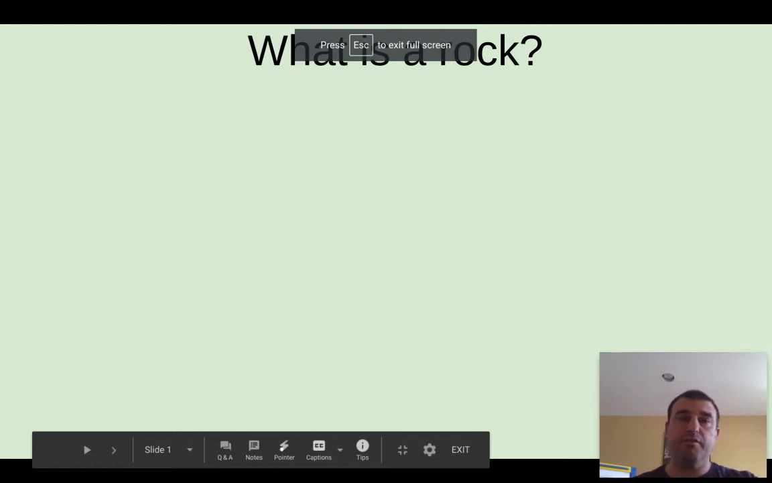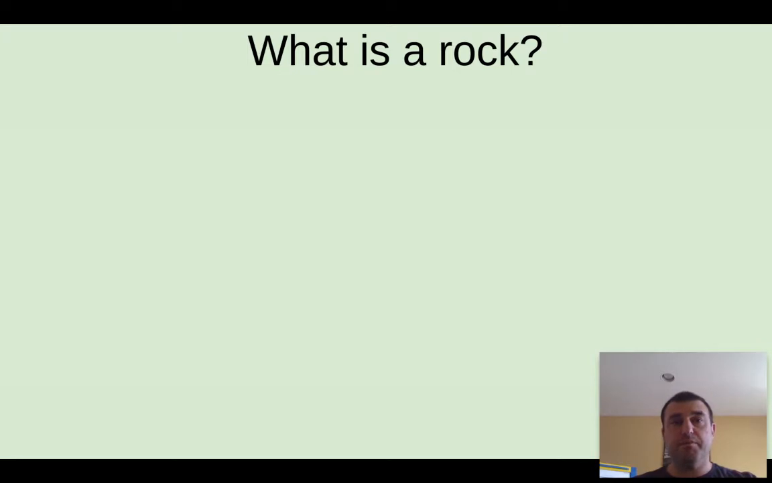Hey everybody, today we're going to learn about what a rock is. They're very similar to minerals. Minerals make up rocks, however, rocks don't make up minerals. So a rock is really a mixture of different minerals. However, there's not such a strict definition.